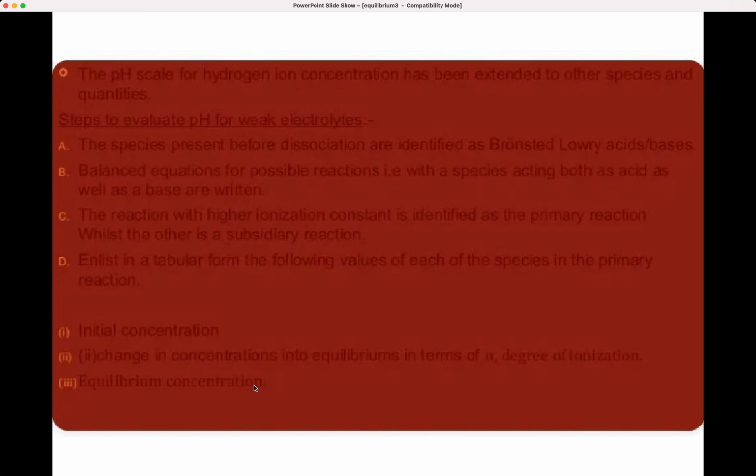So with that we are coming to the end of this section, and I have made the notes very simple for all of you to understand. Just revise them very well and try to remember and retain all the concepts. So with that we are coming to a conclusion of this unit, equilibrium.